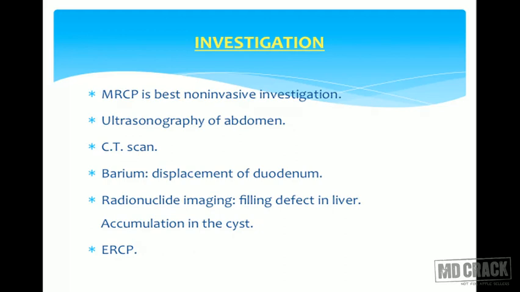MRCP is the best non-invasive investigation. Ultrasonography can also be done. CT scan will help to rule out any further abnormalities. Barium will show displacement of the duodenum. Radionuclide imaging will show a filling defect in the liver, or there will be dye accumulation in the cyst. ERCP can also be done to find out any malignancy or to take brush cytology.